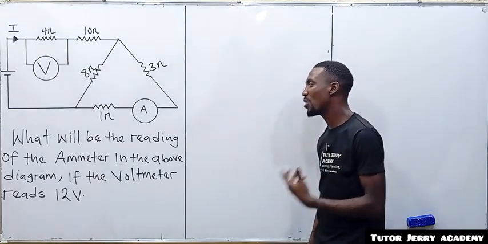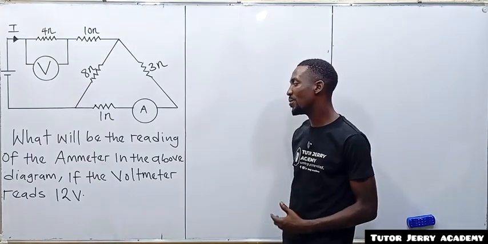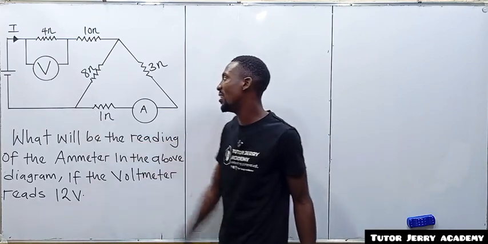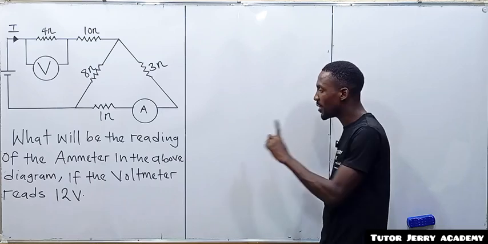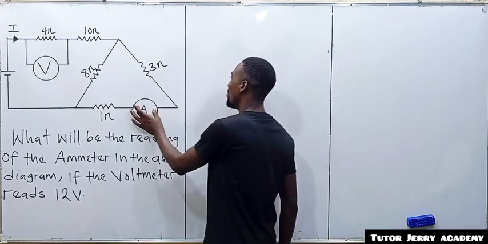The question says, what will be the reading of the ammeter in the diagram above if the voltmeter reads 12 volts? All right, here we are having a voltmeter here. So if the voltmeter reads 12 volts, what will be the reading of the ammeter? This is our ammeter here.